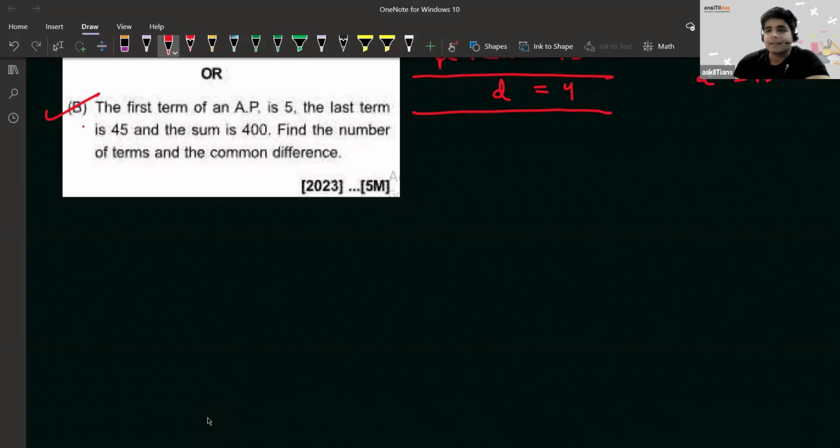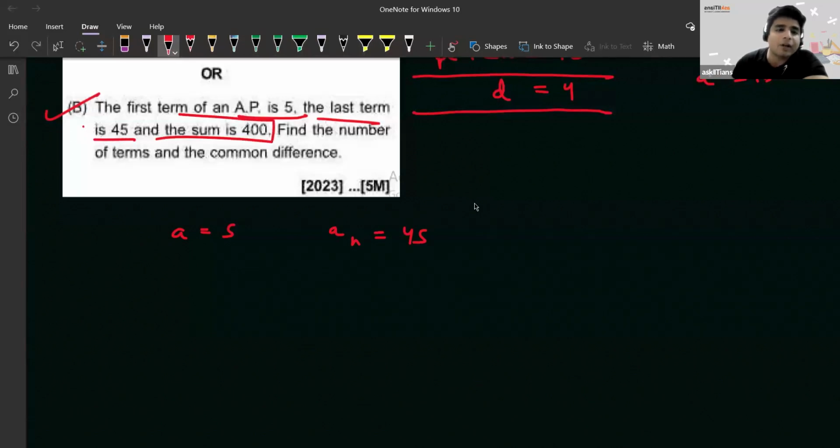Yes. So let's observe, everyone. The first term of an AP is 5. That is A is equal to 5. Sometimes questions on arithmetic progressions are very difficult, very tough. But what you have to do is show some persistence. Whatever is written in English, write it in mathematics. First term is 5, I'll write A is equal to 5. The last term is 45, I will write AN is equal to 45, everyone.